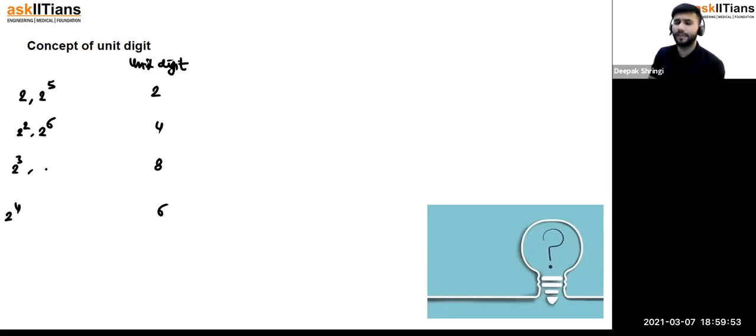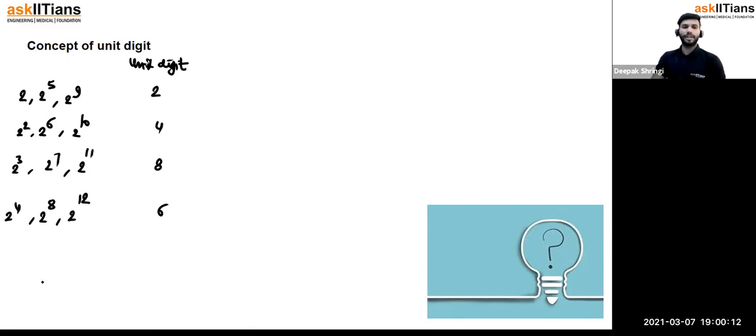2 power 7, 128, right? 8. 2 power 8? 256. 6. Okay, 2 power 9? 512. 2. 2 power 10? 1024. 4. 2 power 11? 2048. 8. 2 power 12? 4096. 6. What is happening? There is a cyclicity. There is a cyclicity of the unit digit, right?